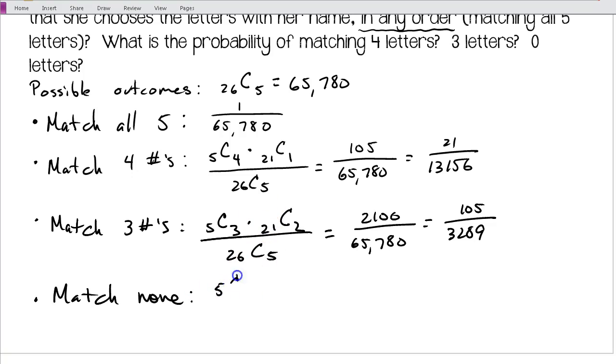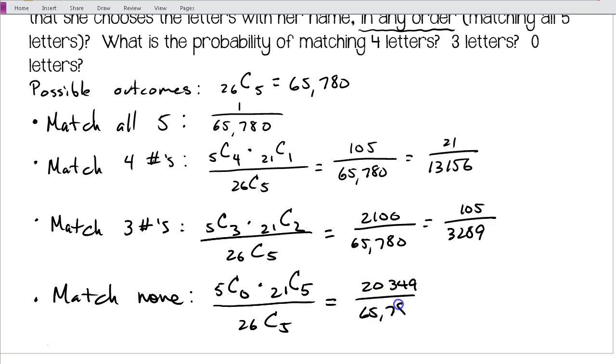And to match none, we would have 5 choose 0 times 21 choose 5. So we're not picking any of the 5 letters of her name. We're going to pick 5 of the other letters out of 26 choose 5. The odds of matching none are 20,349 out of 65,780. So you can see that the probability of matching none of the letters in her name is actually less than the probability of matching 3 letters in her name.